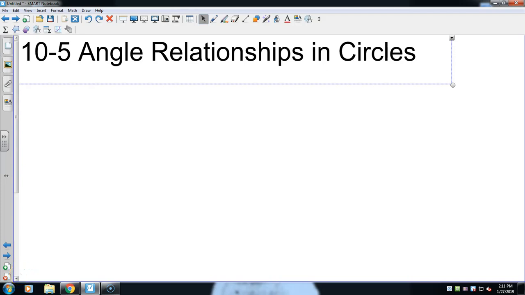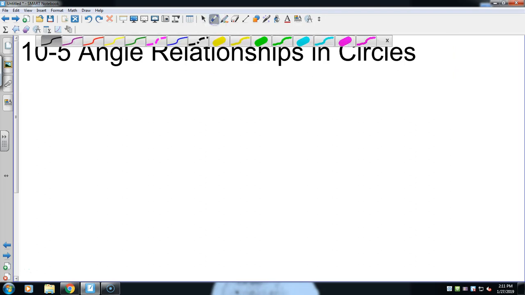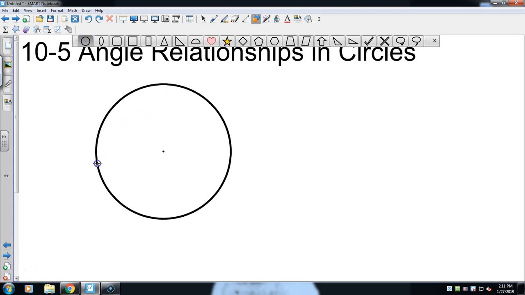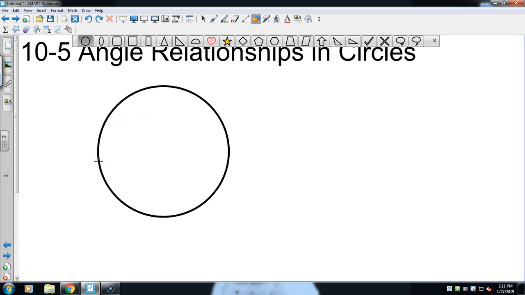Okay, geometry, chapter 10, section 5, angle relationships and circles. Lots of stuff to get to in this one, so we're going to dive right in. Let's go ahead and get our compass out and get our circle. Probably going to need to hit pause a few times on this one.